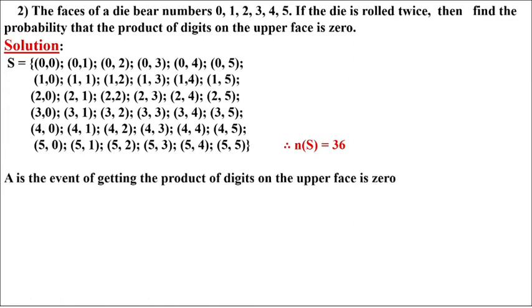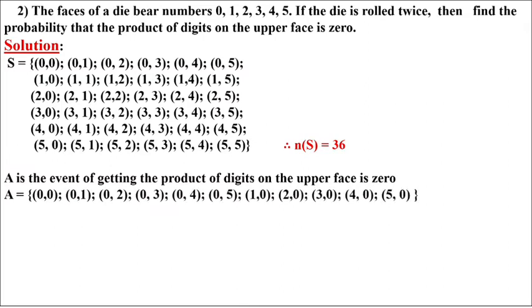Now students, A is the event of getting the product of digits on the upper face as 0. Any number which is multiplied by 0 always gives the answer 0. The outcomes are 0,0; 0,1; 0,2; 0,3; 0,4; 0,5; 1,0; 2,0; 3,0; 4,0; and 5,0. If we multiply any number by 0, the answer will be 0. Number of A will be 11.